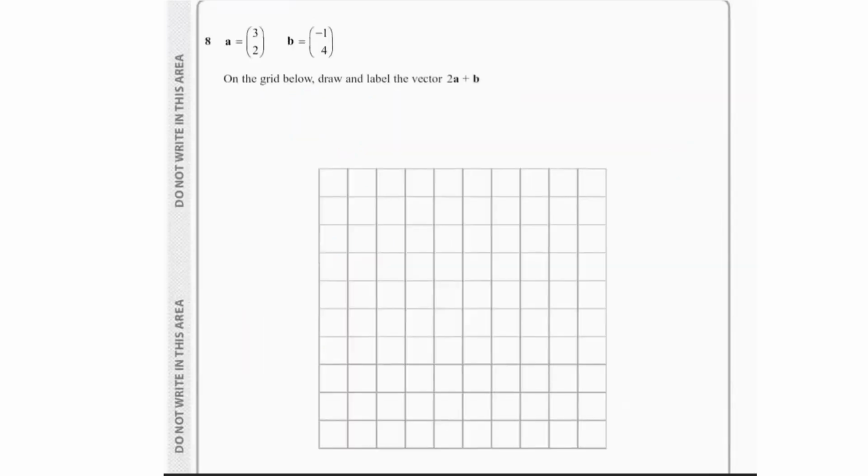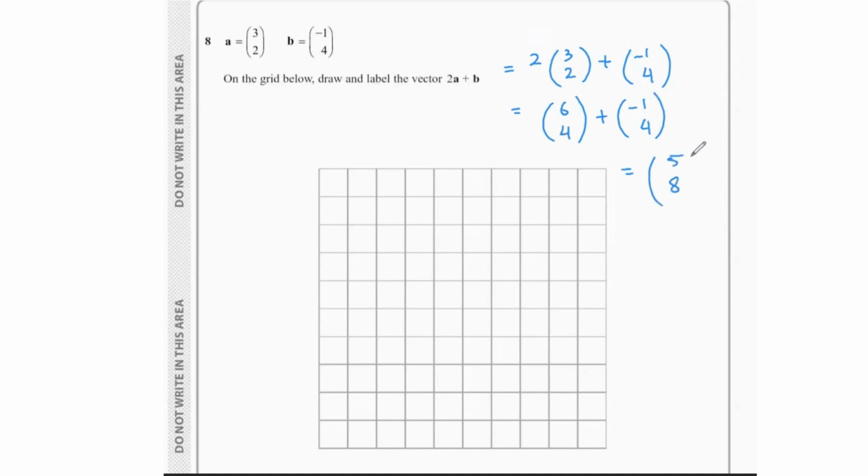Question 8 says, on the grid below, draw and label the vector 2a plus b. So let's first find the vector 2a plus b. 2 times (3, 2) plus (-1, 4). 2 times 3 is 6. 2 times 2 is 4. Plus -1 and 4. 6 minus 1 is 5. 4 plus 4 is 8.